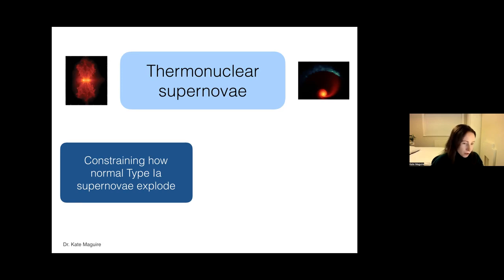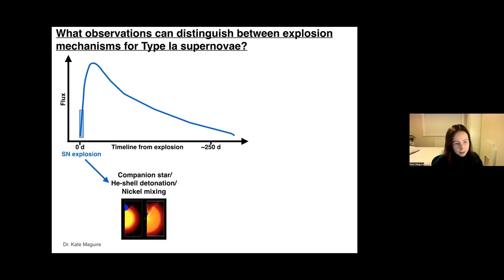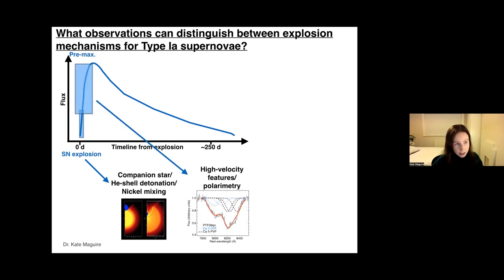So for the normal type 1As, this is what a light curve of a type 1a supernova looks like, a cartoon of it. And we want to try and probe different types of physics at different aspects of the light curve. So at very early times, we can look at different signatures of the companion and then of the explosion itself. When we come up to maximum light, we can look at different properties, such as polarimetry.